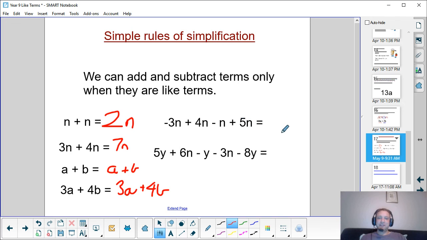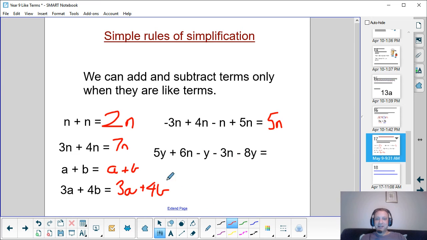Okay, this is a big long string, but again, we can just put them all together. You've got to handle your negative numbers or check it on your calculator if you're stuck. So negative 3 plus 4 takes me up to 1. Take away 1 puts me at 0. And then adding 5 leaves me with a total of 5 n's.